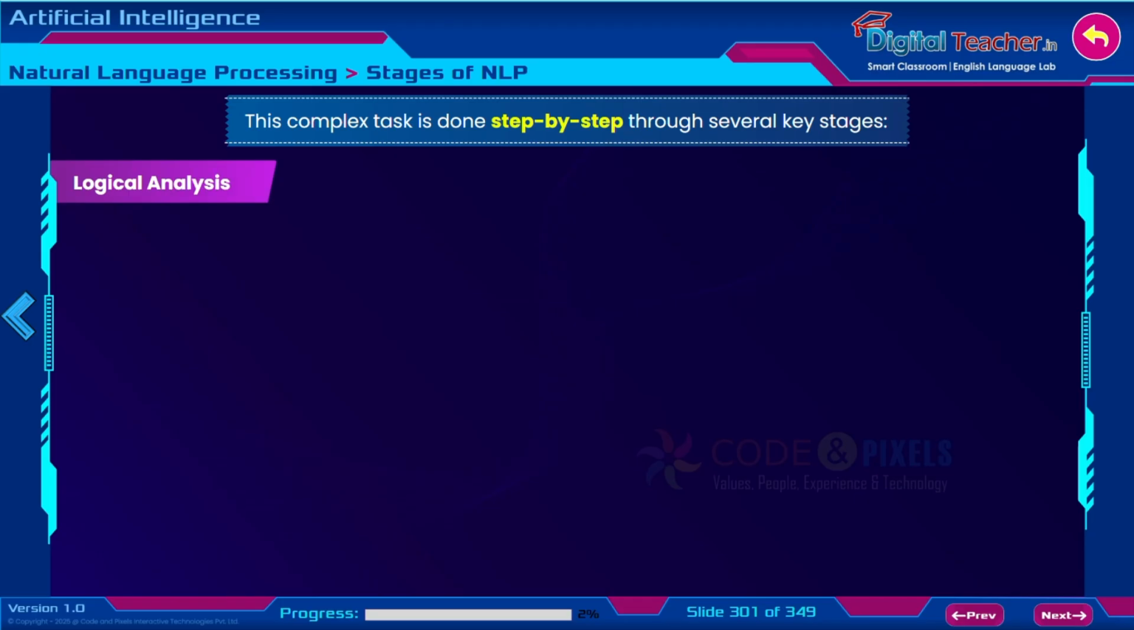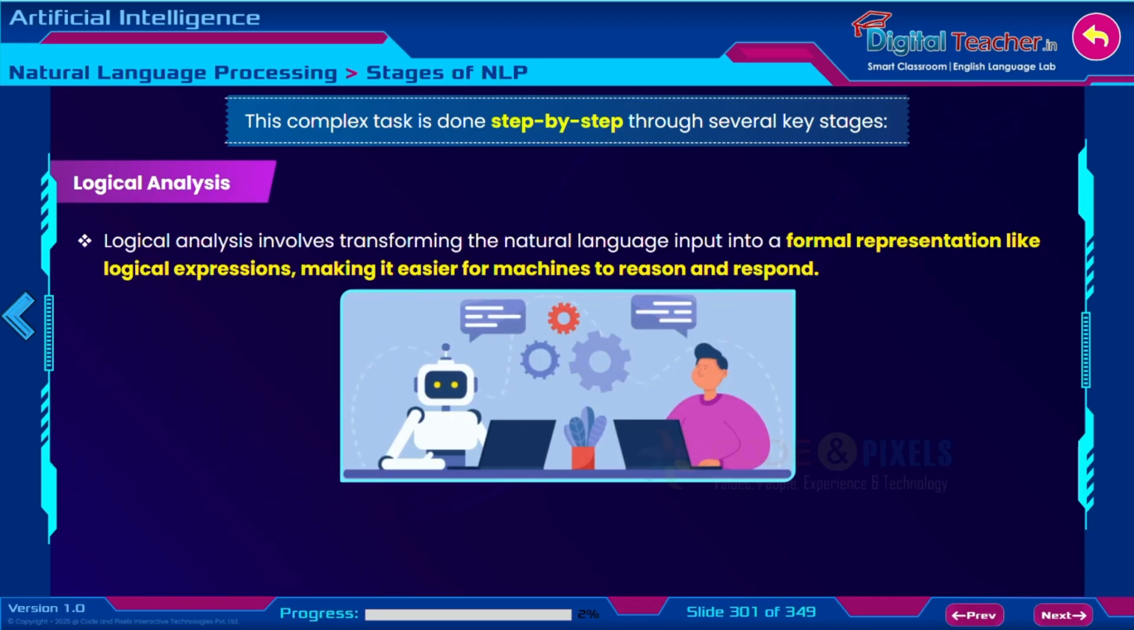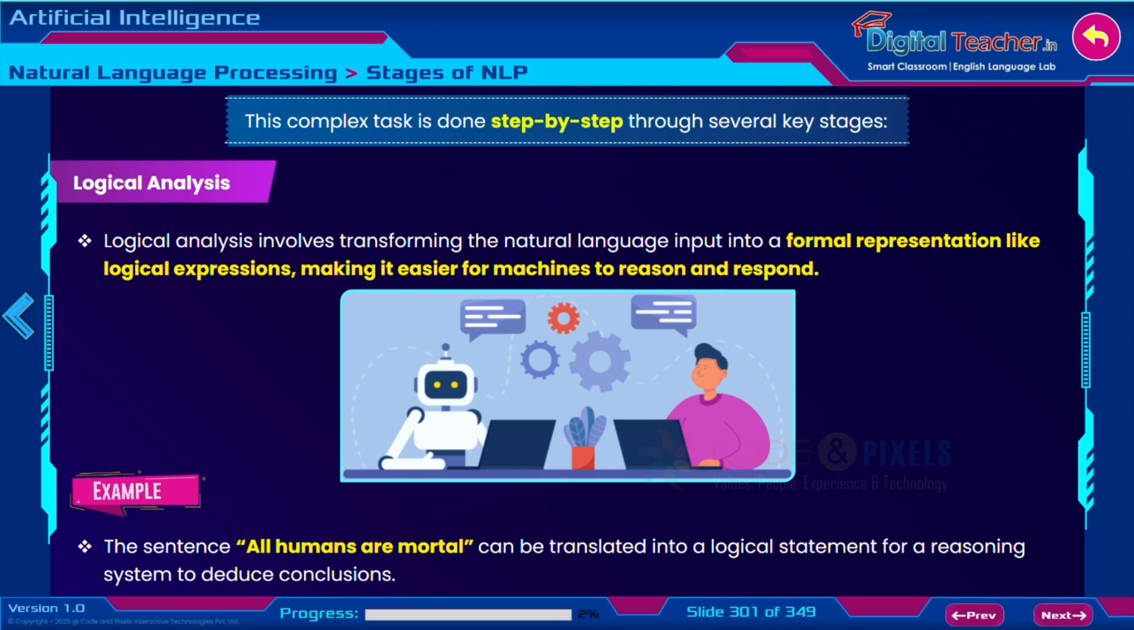Logical analysis. Logical analysis involves transforming the natural language input into a formal representation, like logical expressions, making it easier for machines to reason and respond. Example: the sentence "all humans are mortal" can be translated into a logical statement for a reasoning system to deduce conclusions.